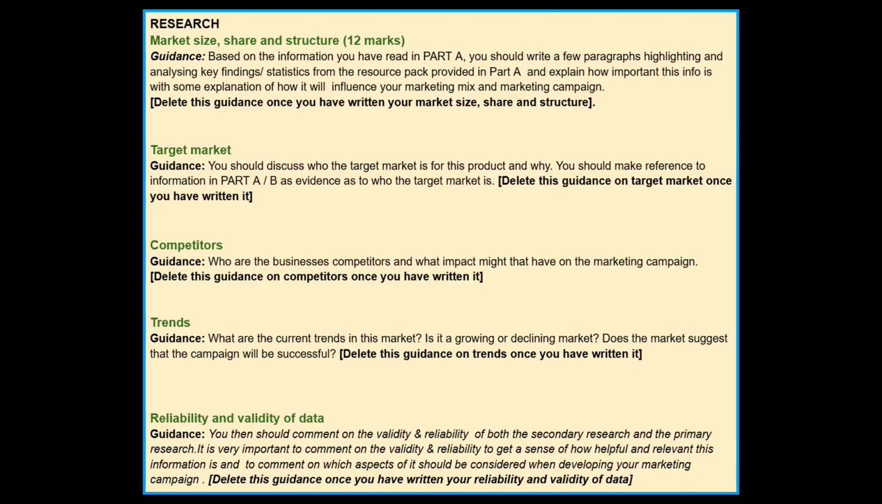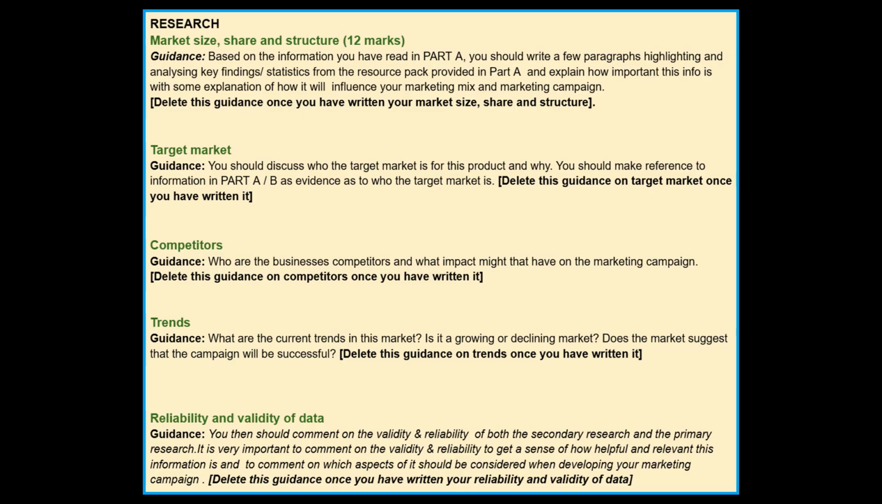So next up on the marketing campaign is this section. You've got a nice subheading called research, a bit self-explanatory that, and it's worth 12 marks to you, this section, and it includes the following. So you've got to write something about the market size, share and structure. This is where your sort of research back in Part A will come from. So it's based on the information you've read in Part A and your own research.